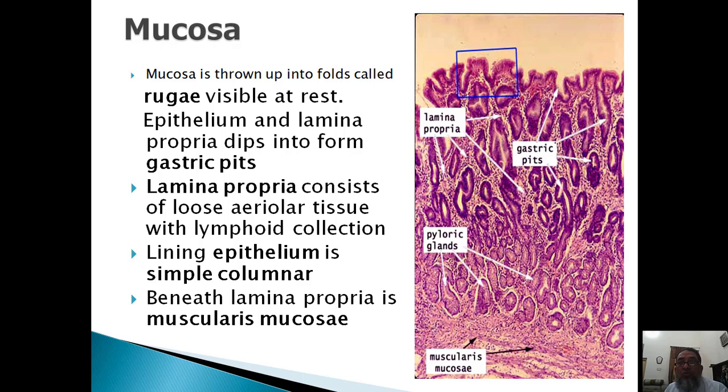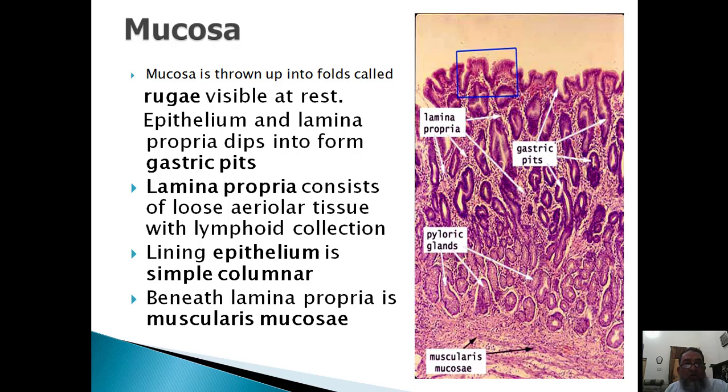Now, what are the rugae? Rugae are the visible folds you can see with the naked eye. When you open the stomach, you see multiple folds at rest, folds of the mucosa and submucosa. This is also called rugae formation. Epithelium and lamina propria dip in the form of gastric pits. The mucosa, meaning the surface epithelium, lamina propria and muscularis mucosae, dips inside to form elongated gastric pits.